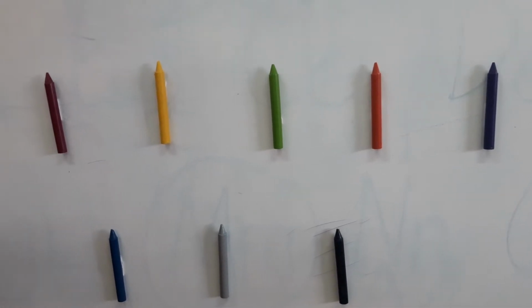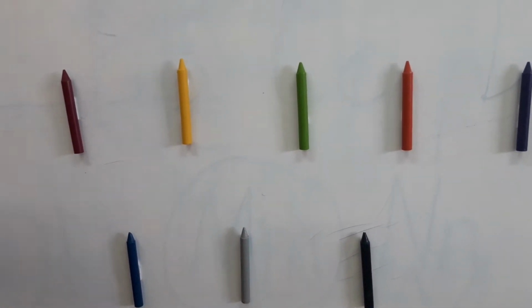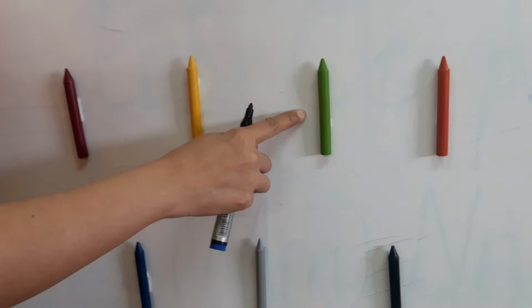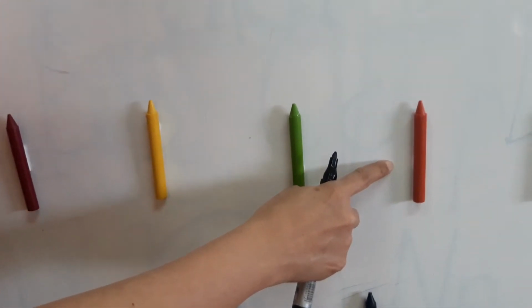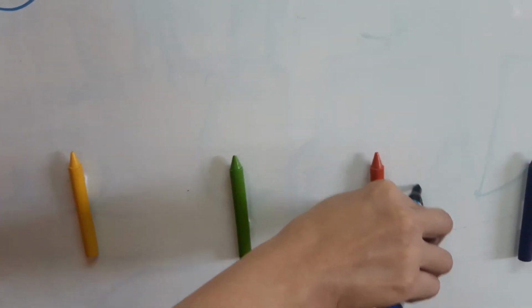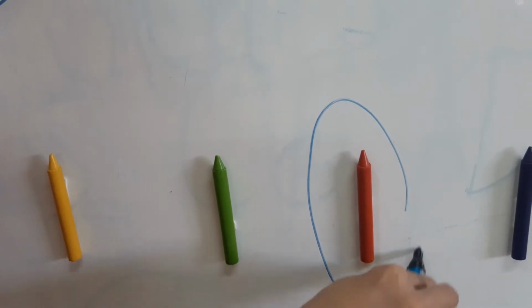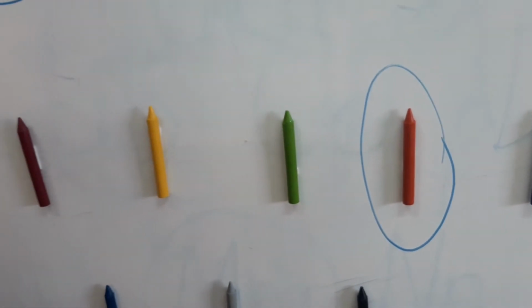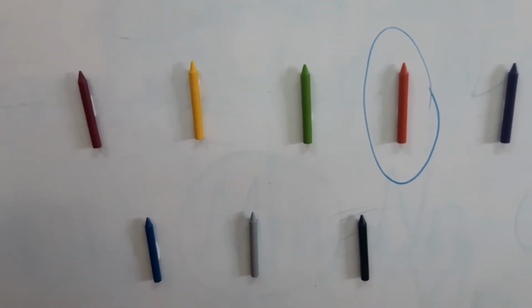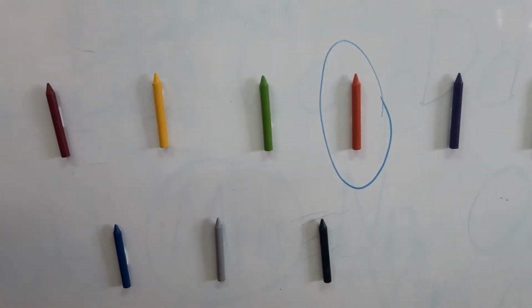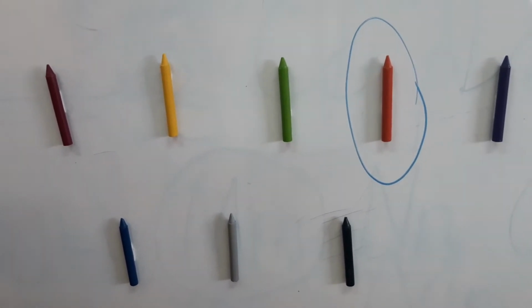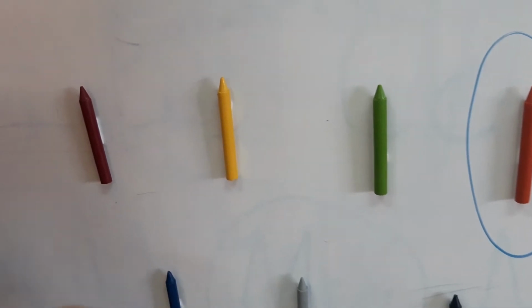The color orange. Where is it? Is this one? No. Is this one? Yes. This is color orange. Am I right? Okay. Where is the color yellow? Where is the yellow color? Is this one? Very good.